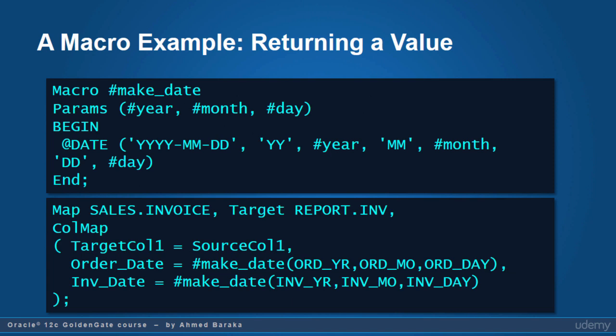This is a full example of defining and calling a macro. The example creates a macro called makeDate. It accepts three parameters, representing year, month, and day. It then converts those parameters into a single date value and returns the value to the caller. This macro is used by the replicate parameter file to assign values to the columns order_date and env_date.